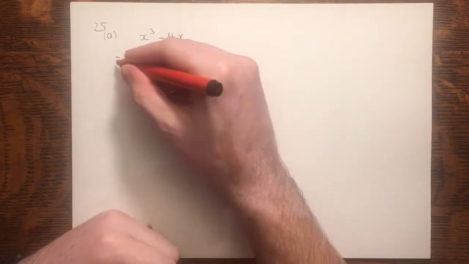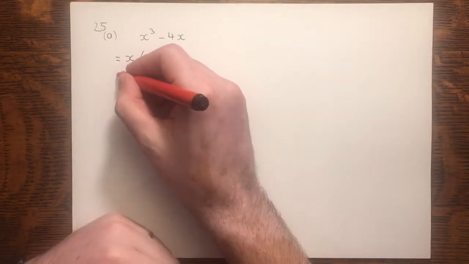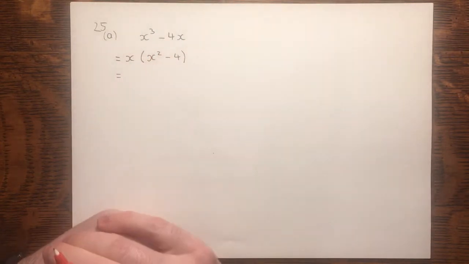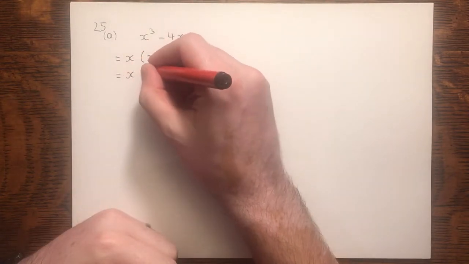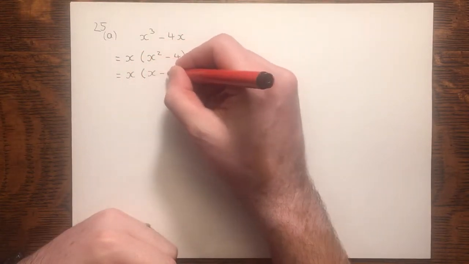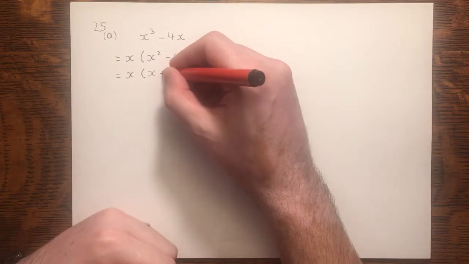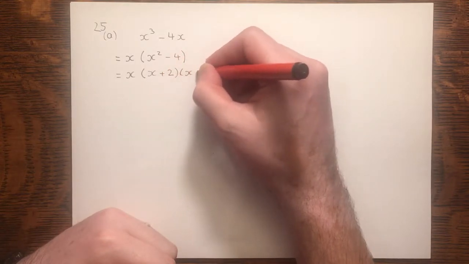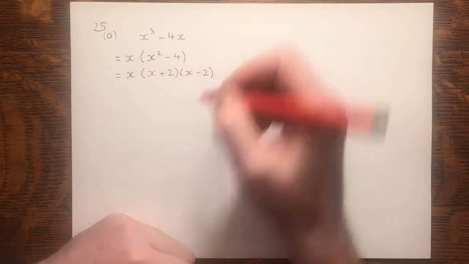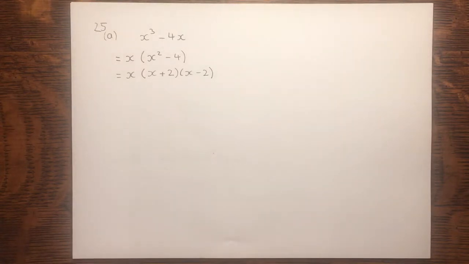This line of working is equal to the one above. Inside the brackets, we've got the difference of two squares. Always important to notice that sort of thing. And that is the expression completely factorised.